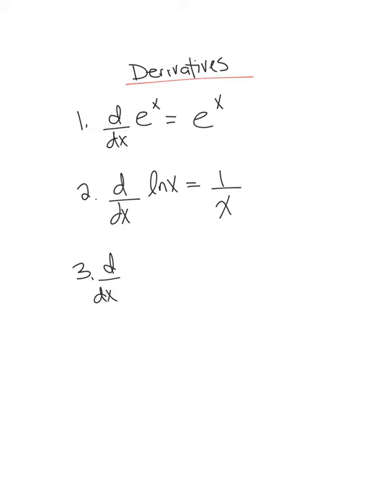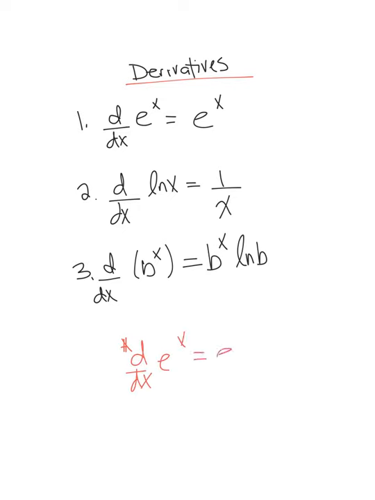So the derivative with respect to x of b to the x, so some base b, is equal to b to the x times the ln of b. Now, technically, we can think about e to the x when we're doing this. So if we had the derivative with respect to x of e to the x, we could write it as e to the x ln of e, but we already talked about the fact that ln of e is just 1, and that's why we're allowed to have this rule right here.